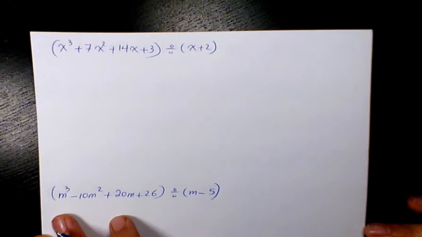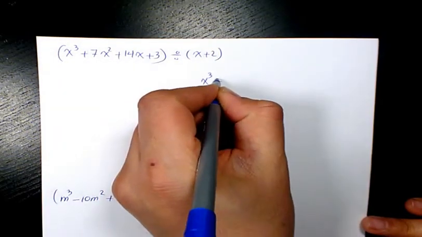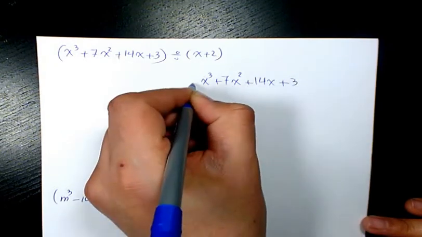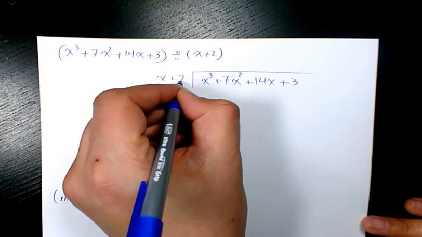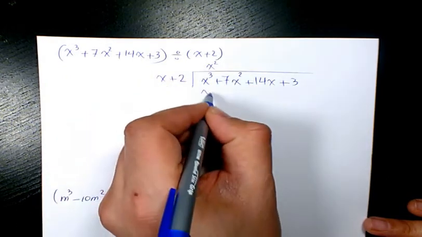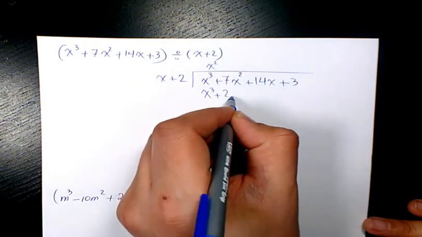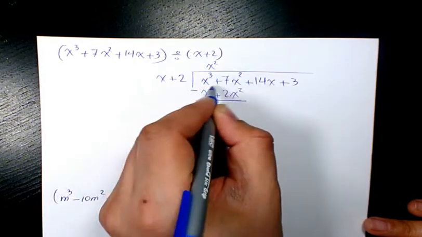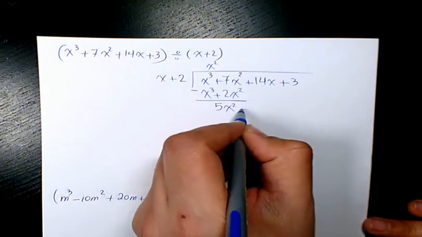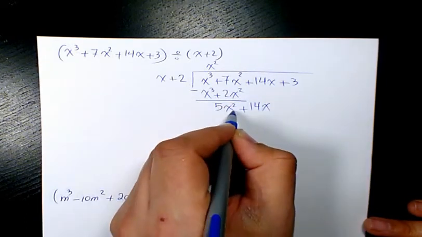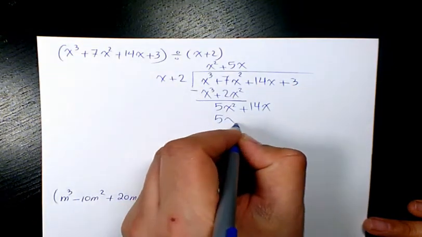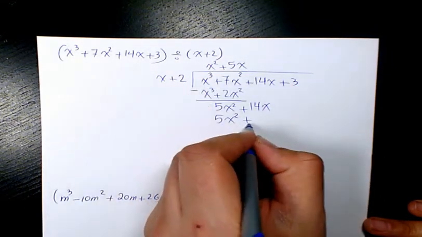Now in this one we have x cubed plus 7x squared plus 14x plus 3 divided by x plus 2. x cubed divided by x is going to be x squared. x squared times x, x cubed, times 2 is going to be 2x squared. When you subtract, these two cancel out, 7x squared minus 2x squared is going to be 5x squared. Bring that one down, 14x. 5x squared divided by x is going to be 5x. 5x times x is going to be 5x squared. 5x times 2 is going to be 10x.